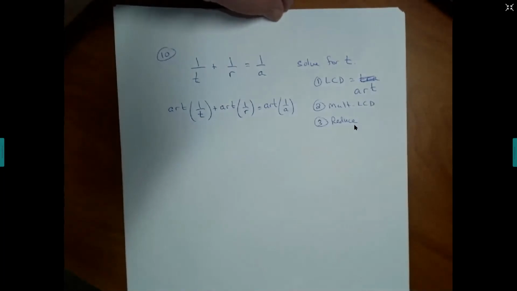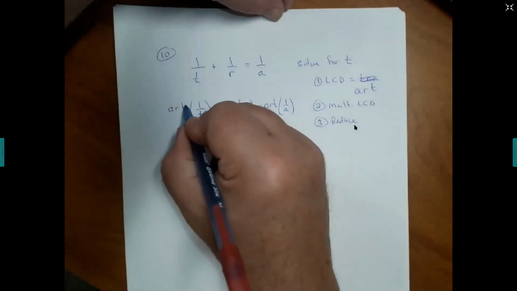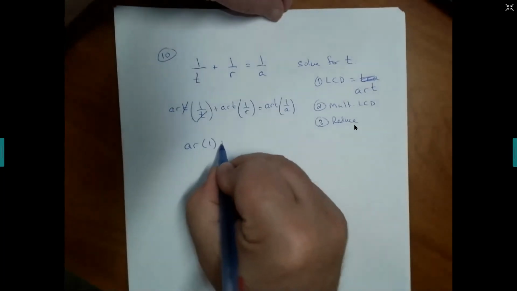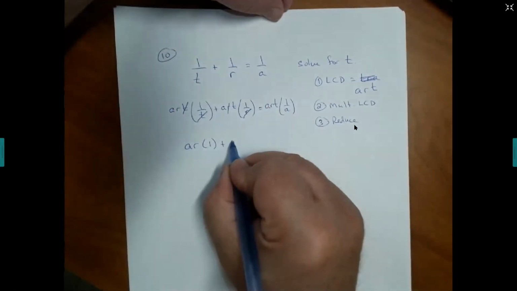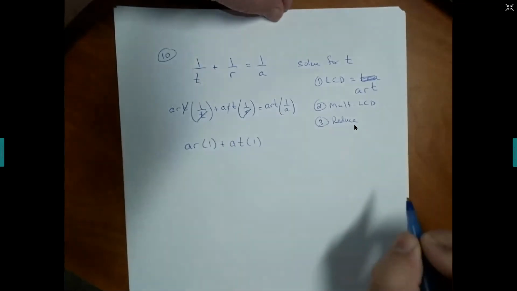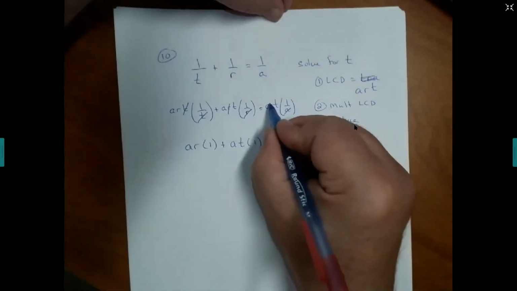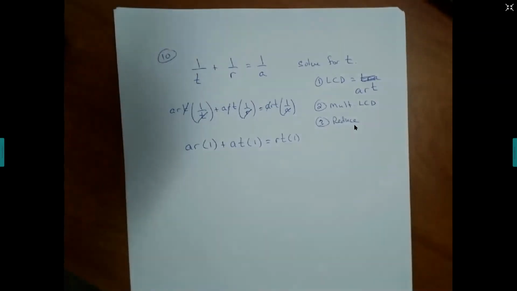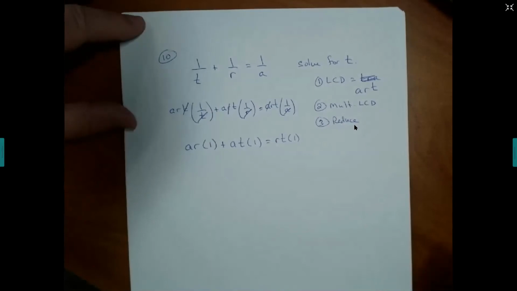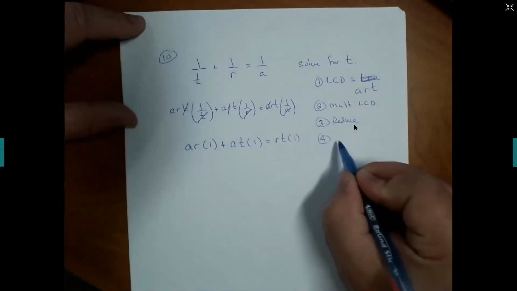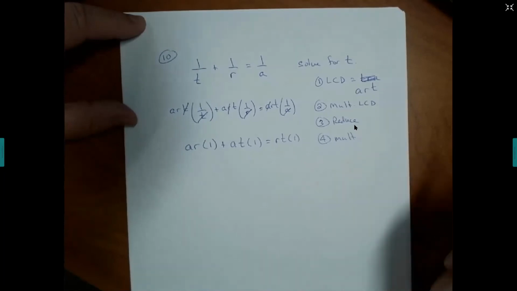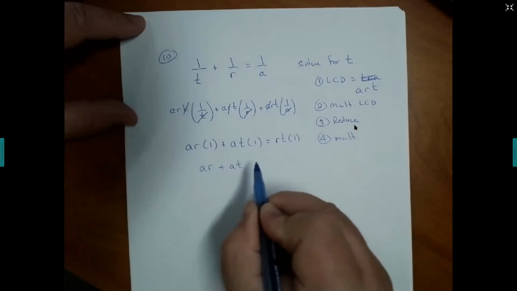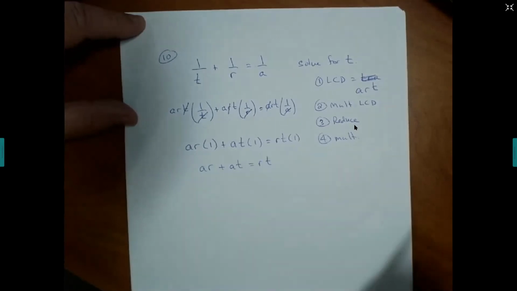So what cancels in the first one? The t's. So we have AR times 1. The r's cancel in the second one, so we have AT times 1. And the a's cancel, so we have RT times 1. Multiply to get rid of the parentheses, so we have AR times 1, AT times 1, and RT times 1.